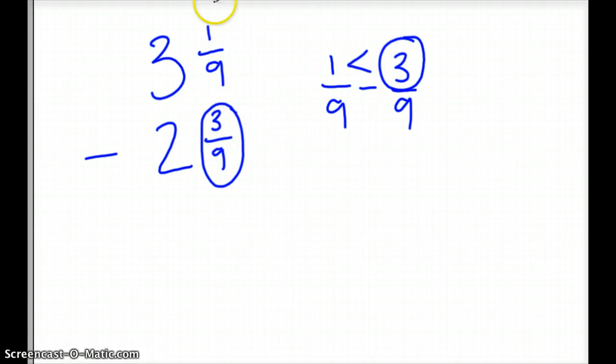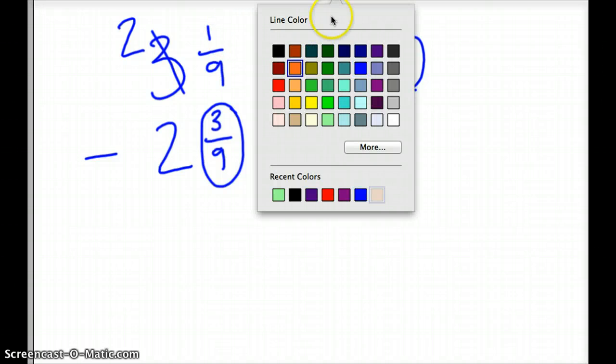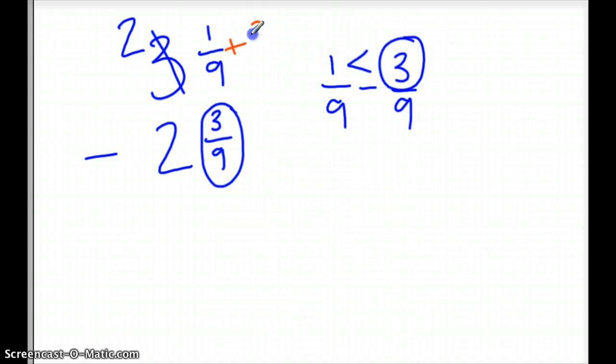When you borrow for a fraction or a mixed number, if I take one whole away from this 3, that's going to equal 2. Then 1 whole for this fraction equals 9/9. So I'm adding 9/9 because I got that from taking away 1 whole. 1 whole equals 9/9. So now this top number equals 10/9.